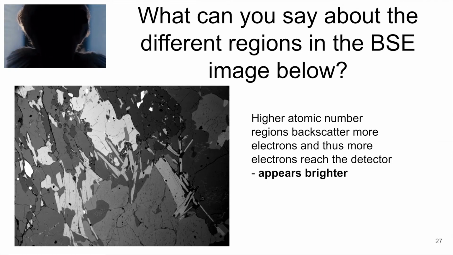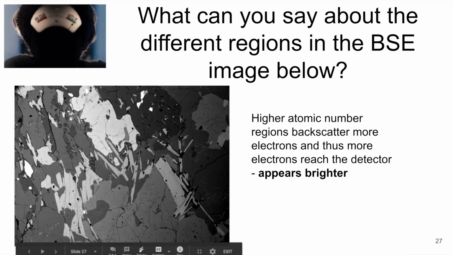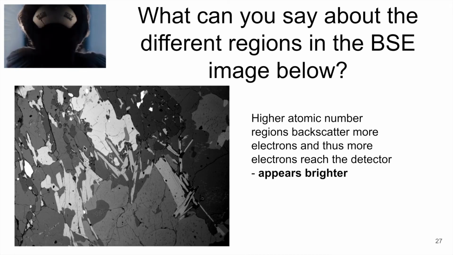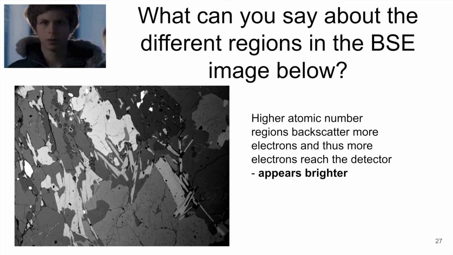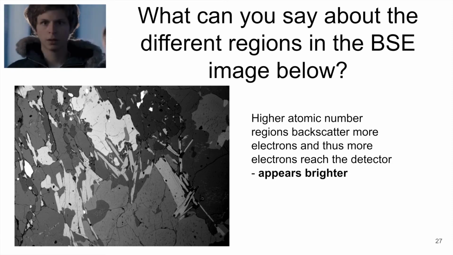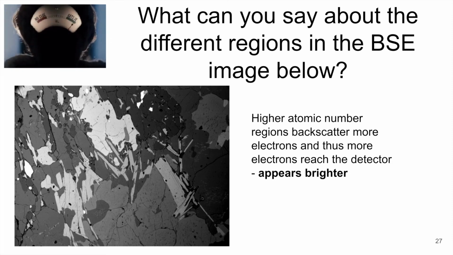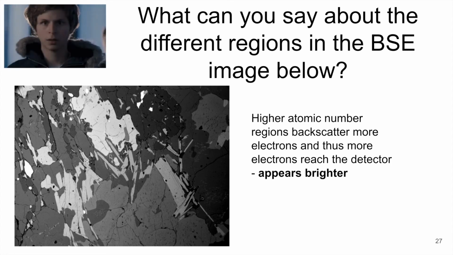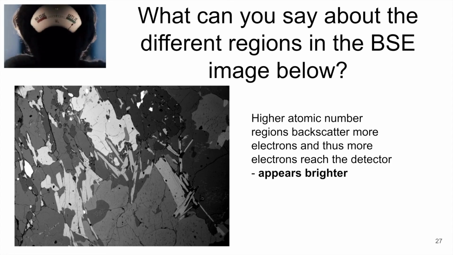So what that tells us is that these lighter regions here, the white regions, have a higher atomic number phase than this one, which has a higher atomic number than this, which has a higher atomic number than this, and you can go all the way to these darker regions, which have the lowest atomic number, because all those electrons are getting absorbed by the low atomic number material, right? We can't say specifically what atomic number it is right off the bat, but we can say, relatively speaking, which has the lowest and highest atomic number phase. That's useful information when we're looking at phases.